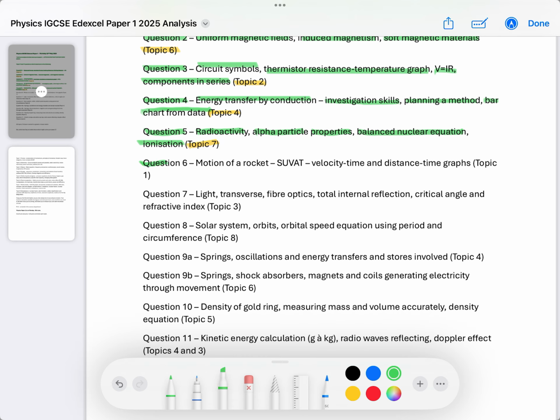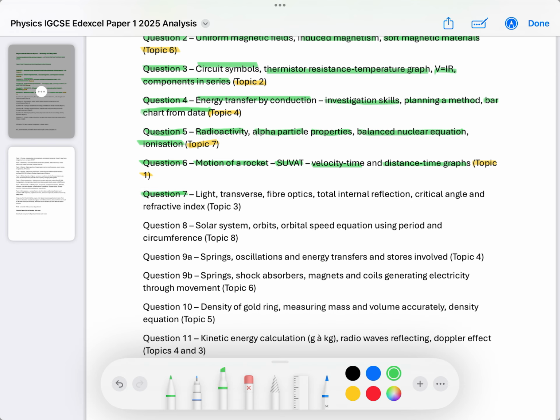Question 6 was about motion, this time of a rocket. So I think you had to use a Suvat equation. You had to sketch a velocity time graph and a distance time graph as well. Okay, so once again, that's topic 1. So forces and motion, for people doing just paper 1, double science, is kind of covered there.